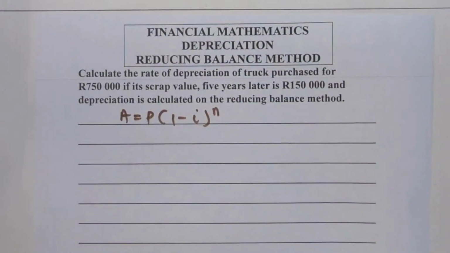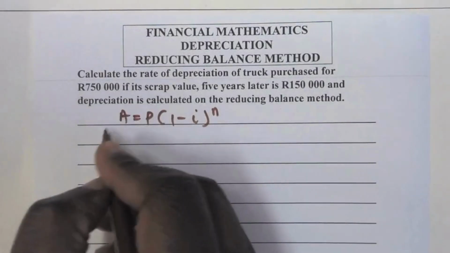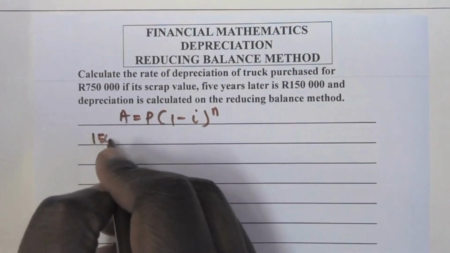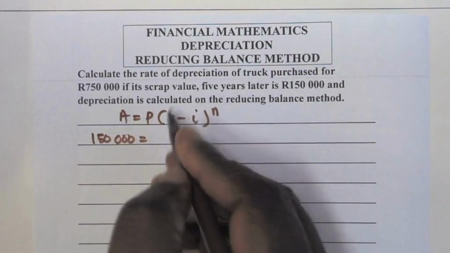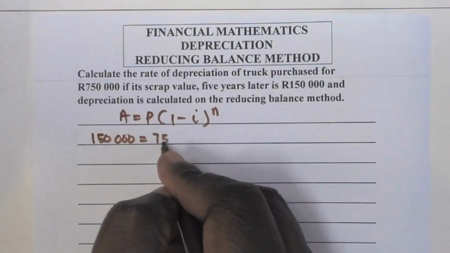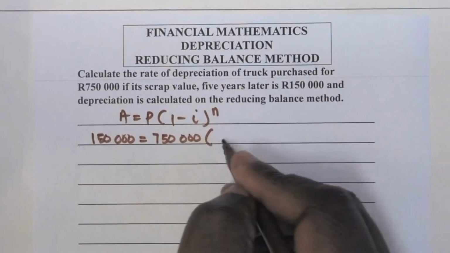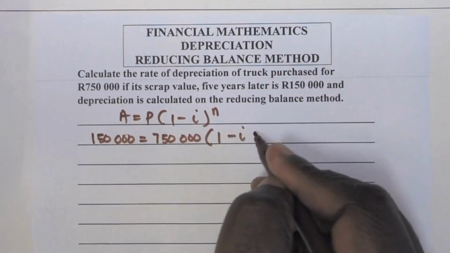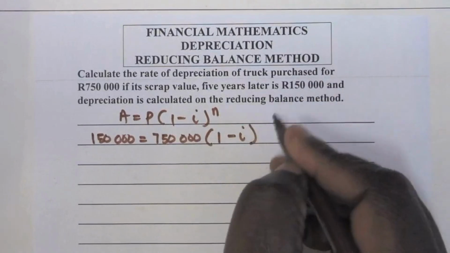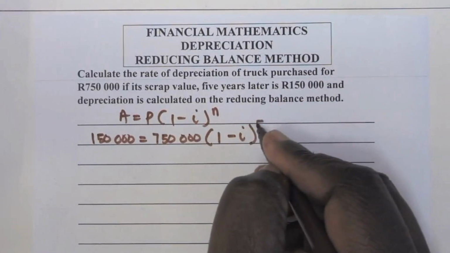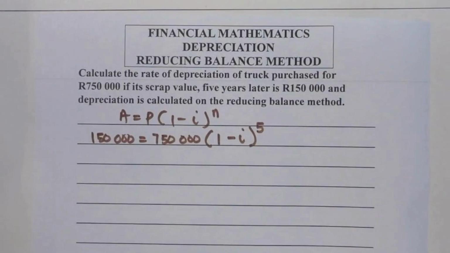After writing down the formula, I'm going to substitute. A is 150,000 and P is given as 750,000. I'm looking for I, and my time period is 5 years. I'll proceed.